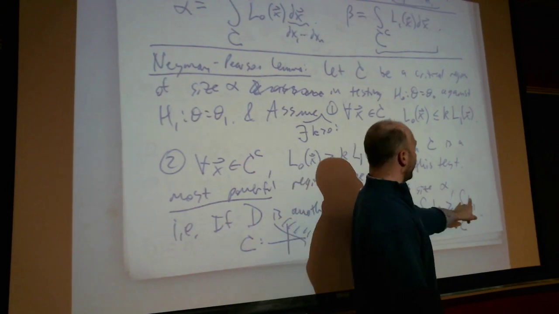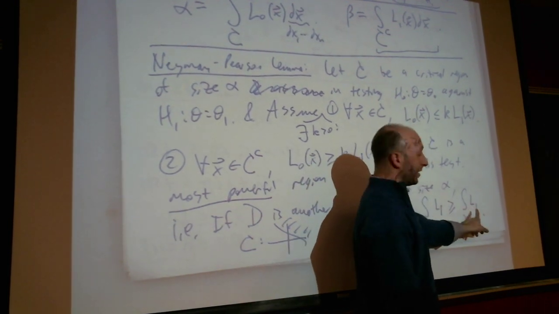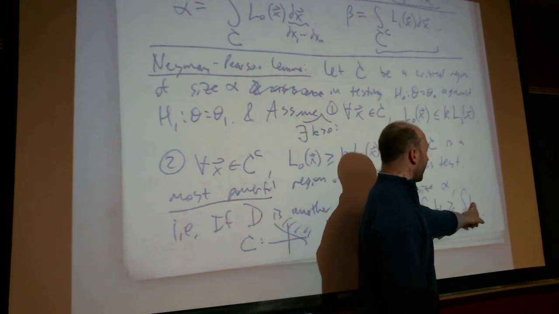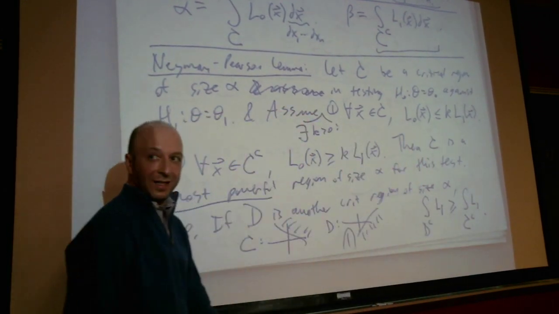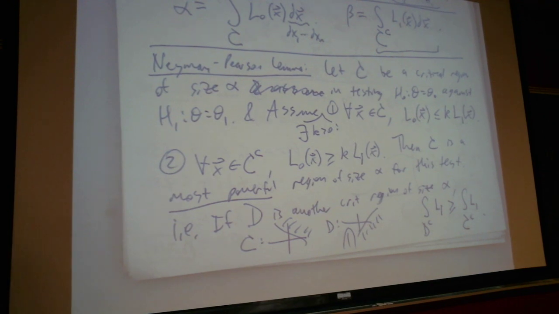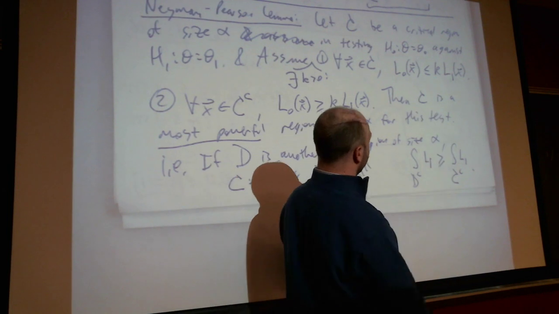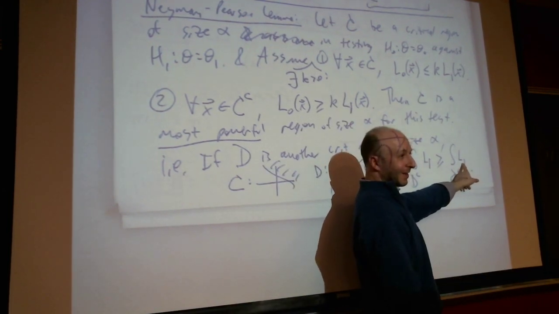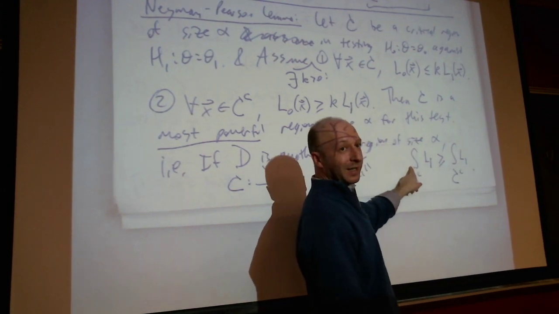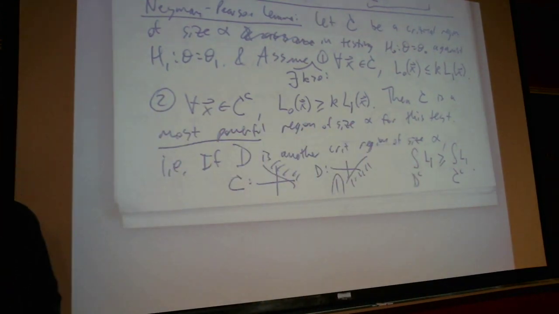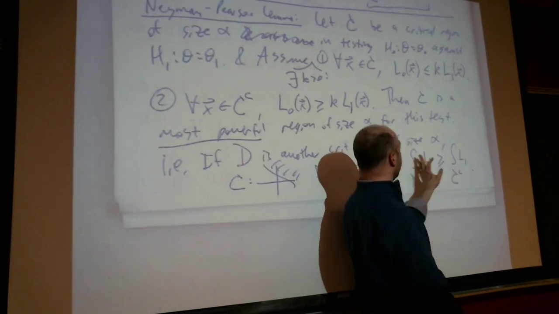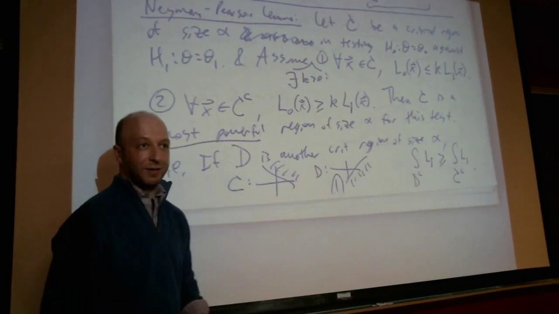So if this error is larger than this error, this is the size of the type 2 error when you test D versus the size of the type 2 error when you test C as your critical region. If that's true, then C will be more powerful because the power is 1 minus beta. So 1 minus this thing is bigger than 1 minus that. Is that clear? So that's what we're trying to prove. We're trying to prove this inequality for a D that has size alpha.